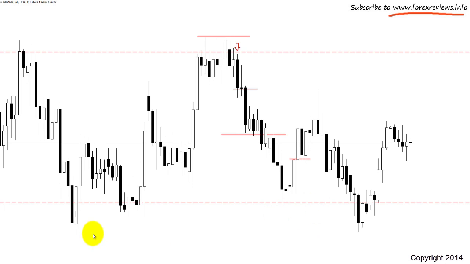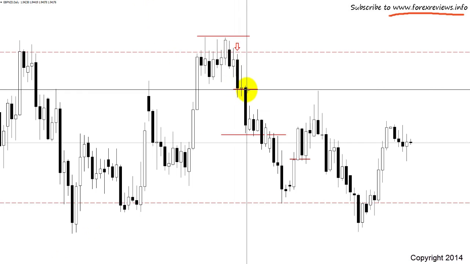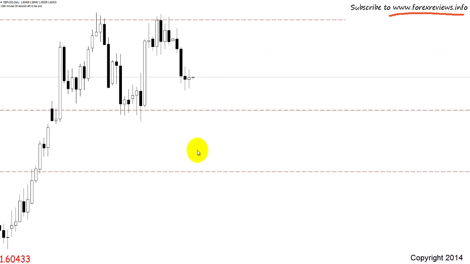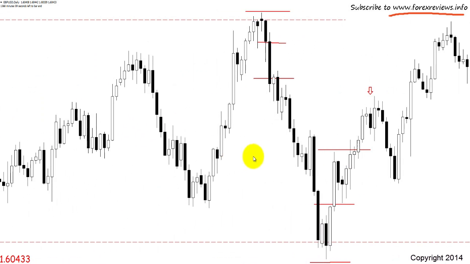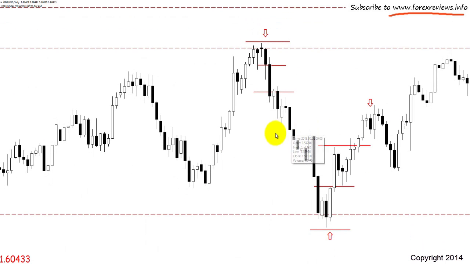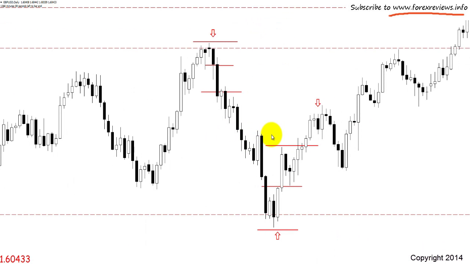Alright, so let's go on to the next pair. So that was a good sell position, which would have allowed the trader to get 280 on the first position, roughly, and 430 on the second position. The second trade I wanted to go over is on the GBP US daily. The third pair I wanted to go over.